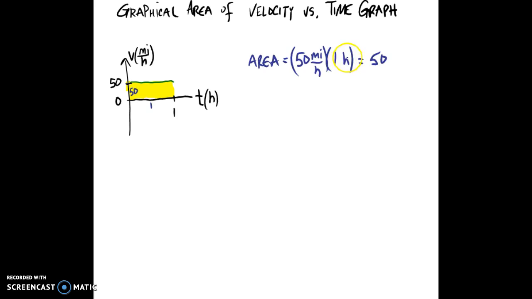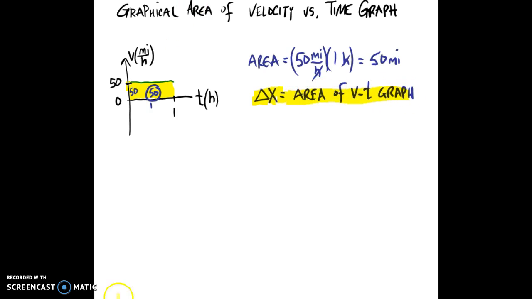And if I look at the units, I see that the hours cancel out and I get miles. So 50 miles, hey, that is the area, the graphical area of this graph, and it also happens to be the displacement, or how far this object goes. So this is always true for velocity time graphs. The displacement of an object's motion is equal to the area of its VT graph.